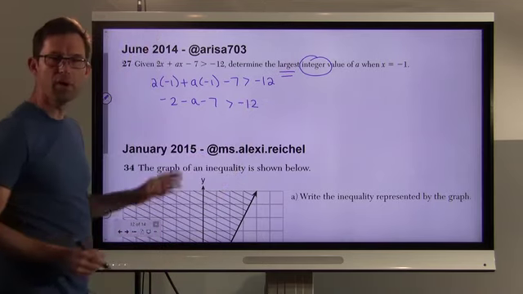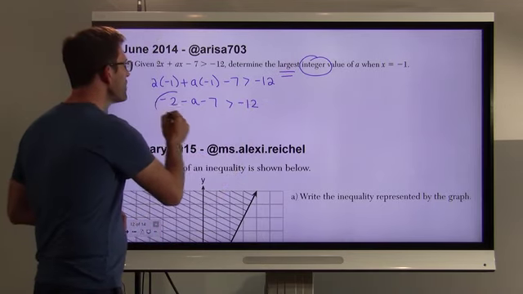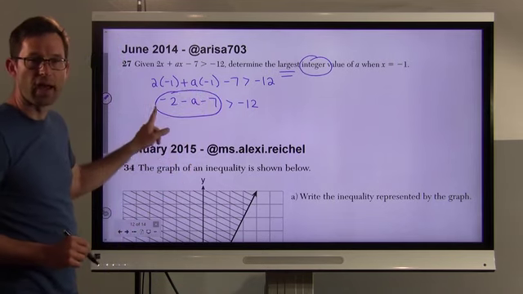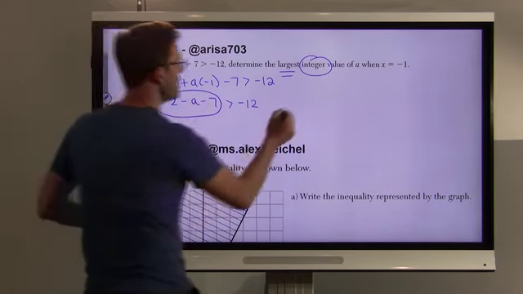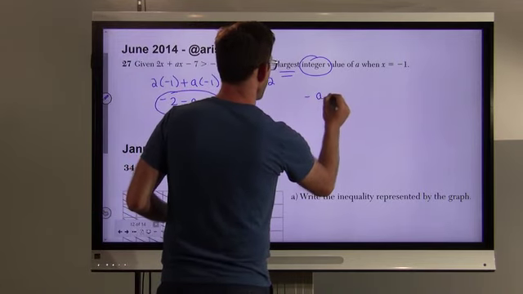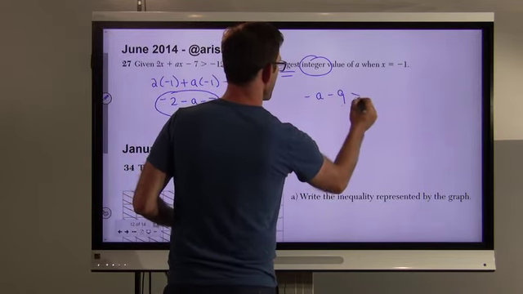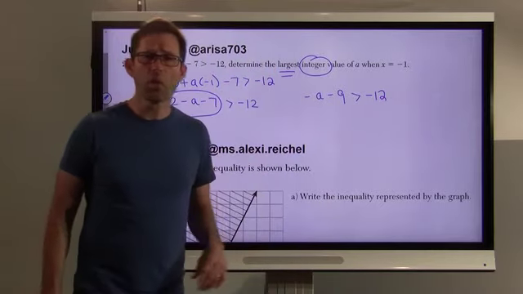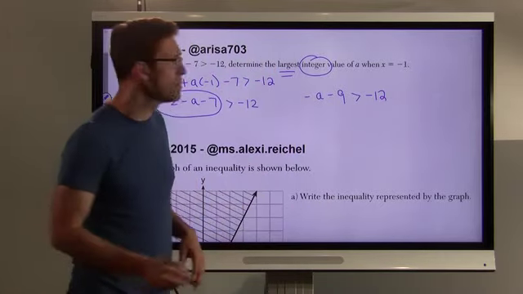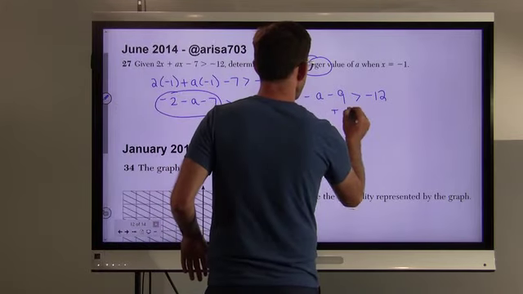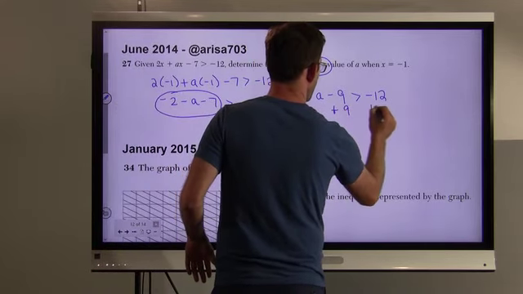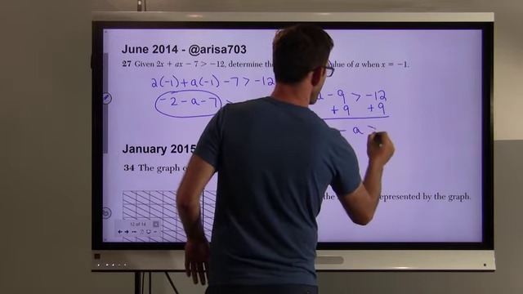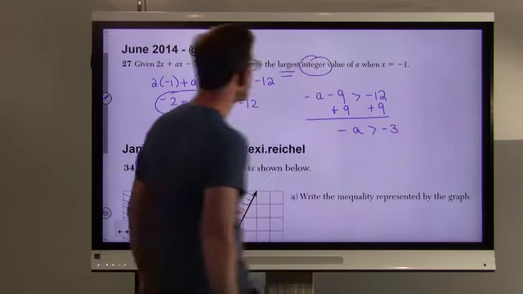It's kind of ugly, but just working on one side of the inequality has nothing to do with inequality, just properties of numbers. I can combine the negative 2 and the negative 7, and I'll get negative a minus 9 is greater than negative 12. I'm going to just keep solving this inequality the way that I would solve an equation. I'm going to add 9 to both sides. I'm going to get negative a is greater than negative 3.